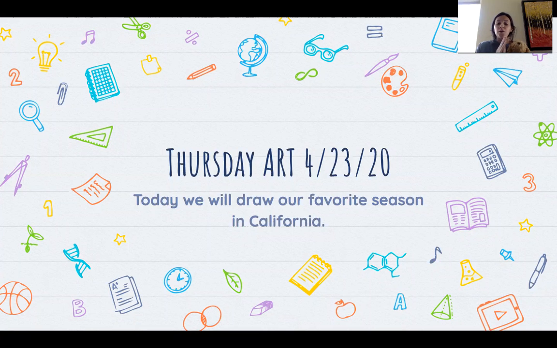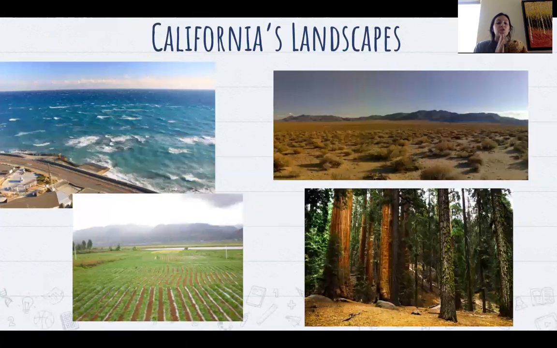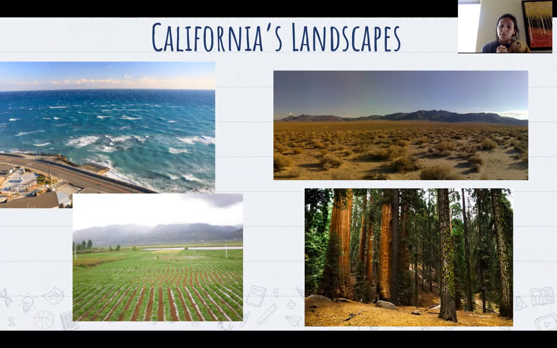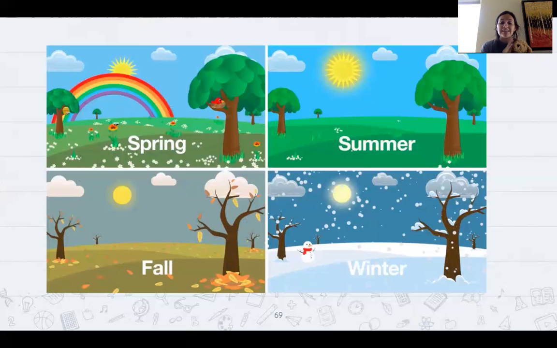Today, we are going to draw our favorite season in California. Now, we talked a little bit about seasons during science, and we've talked about different places in California, just like right here. We have different landscapes. Here is the beach. Here is the desert. Here we have a valley. We live in a valley, right, where lots of food is grown. And here is a forest. So far, the past 2 weeks, we've talked about different landscapes in California, different animals that live in California, and now we are talking about the seasons.